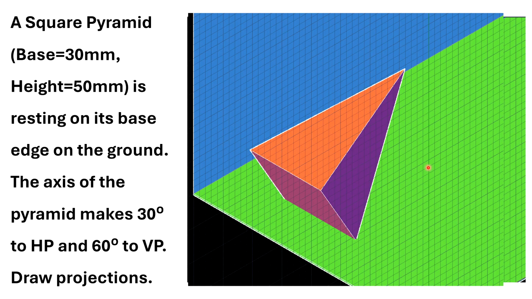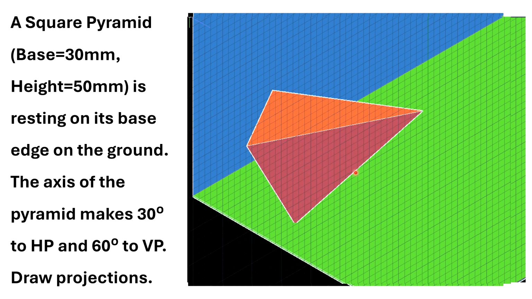Then in the third stage, I need to rotate this axis in such a way that the axis will make a 60 degree angle with the vertical plane. Now it is parallel to the vertical plane, the axis is parallel to the vertical plane. I need to rotate this axis with respect to the vertical plane such that it makes a 60 degree angle with the vertical plane. Now I will rotate. So this is the final position of the solid.